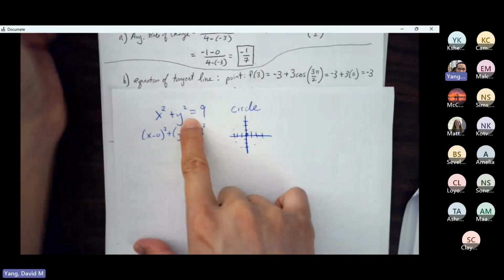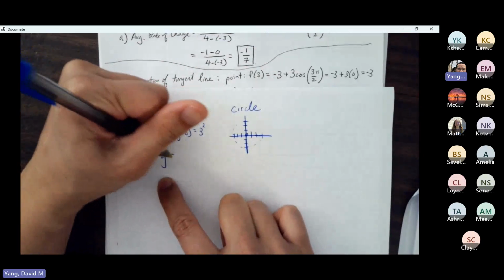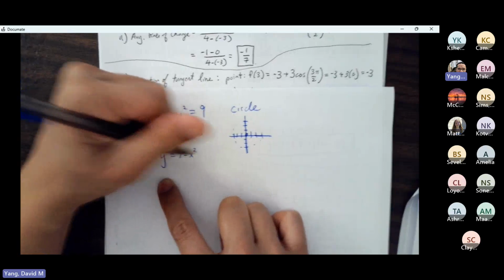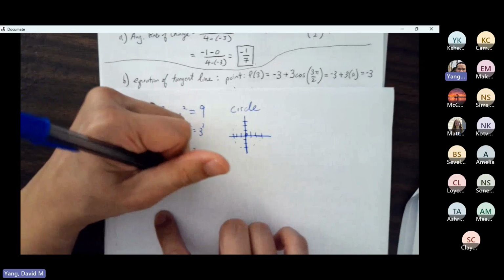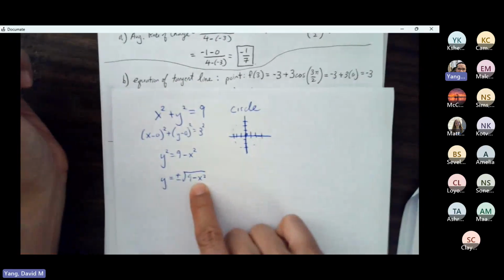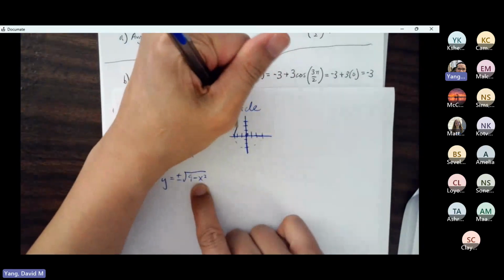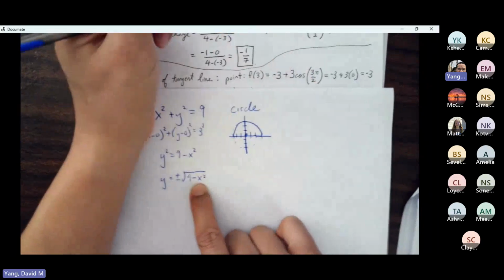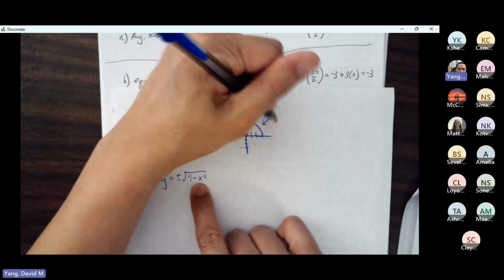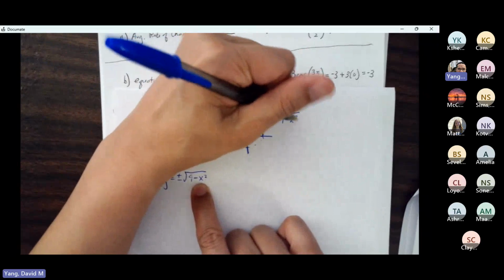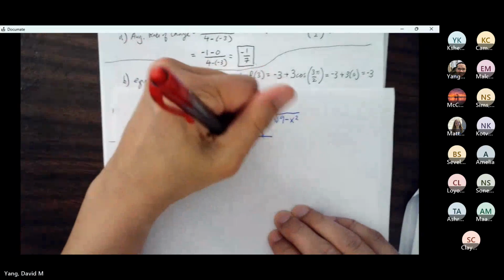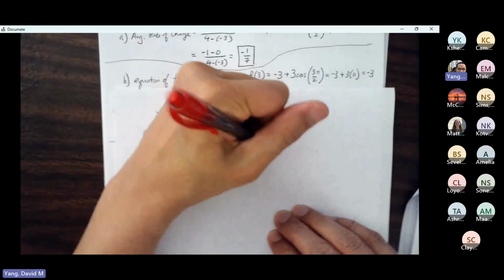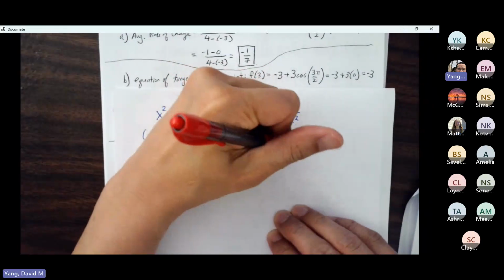But imagine solving this for y. If I solve for y, I get y squared is equal to 9 minus x squared. So y is equal to plus or minus square root of 9 minus x squared. The plus or minus square root tells you the portion above and below. So the upper portion is y equals the square root of 9 minus x squared, and the bottom portion is y equals negative square root of 9 minus x squared.